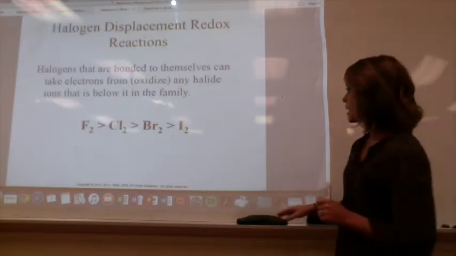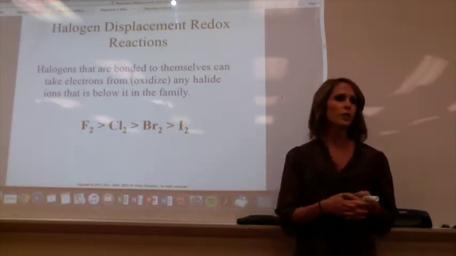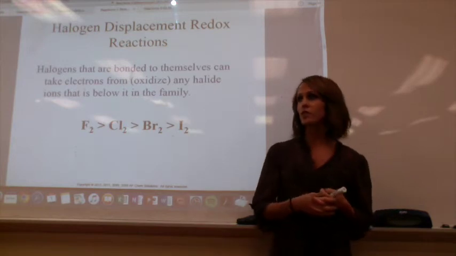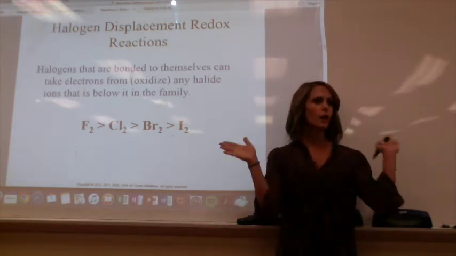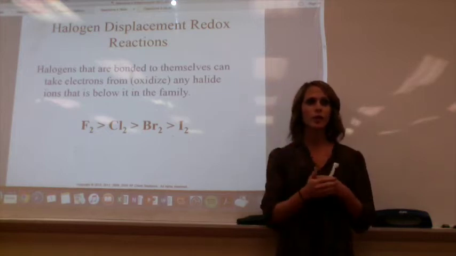All right, the next type of reaction is a halogen displacement. So halogens are which group on the periodic table? 17 or 7A, right? And look at them, either periodic table, look at them in the order that they appear going down the group. Fluorine, chlorine, bromine, iodine.